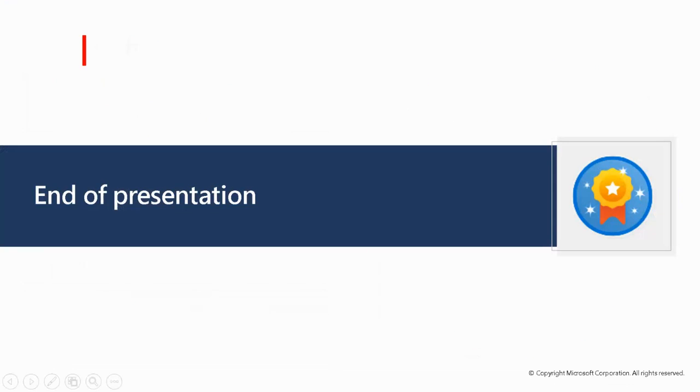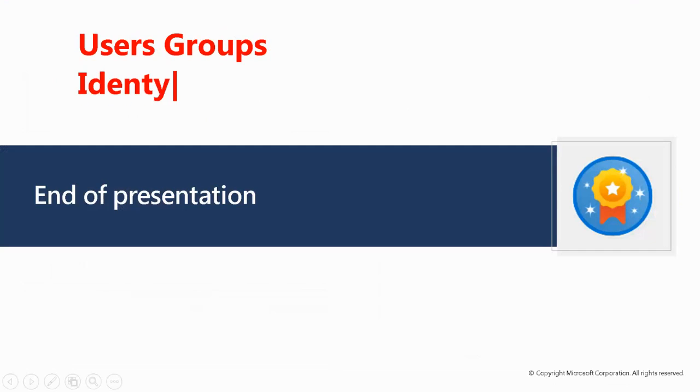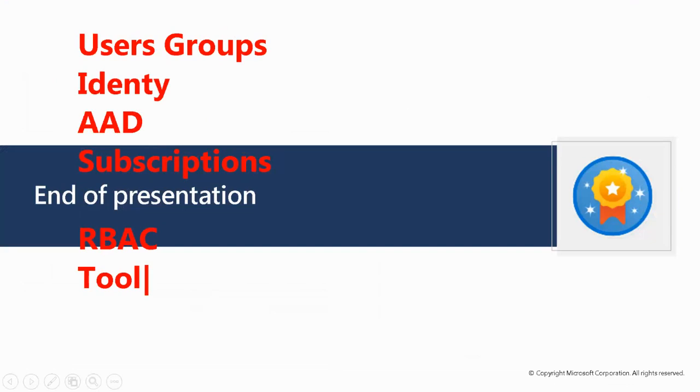We've been talking about the users, the groups, users and groups. We also talked about the identity, remember? We also talked about the Azure Active Directory. Now you understand the Azure Active Directory. We talked also a little bit about the subscriptions, right? We talked about the RBAC, the role-based access control. We talked about the tools for the administrator.